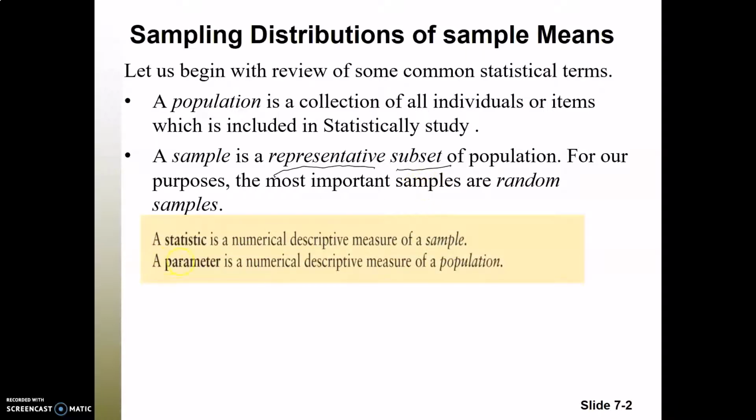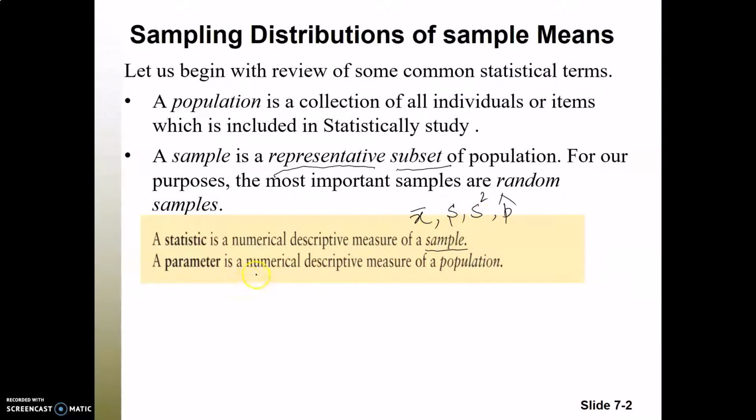Now, these two concepts I explained in chapter number 2. What is a statistic and what is a parameter? A statistic is any numerical measure that describes some aspect of a sample. It can be a sample mean, a sample standard deviation, a sample variance, and it can even be a sample proportion. We'll talk about this one also. So any descriptive measure that describes an aspect of a sample is called a statistic.